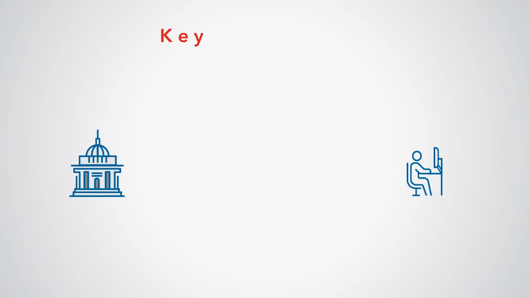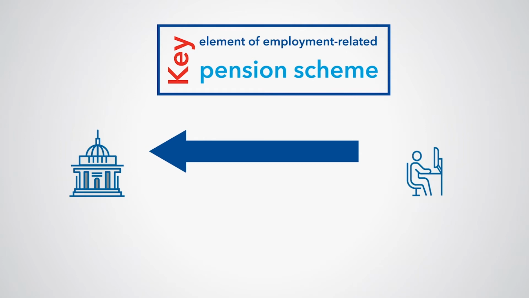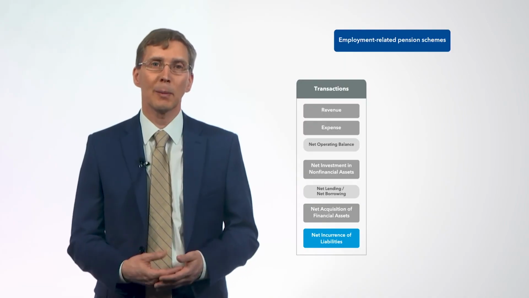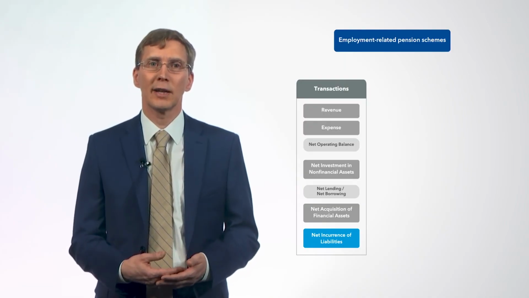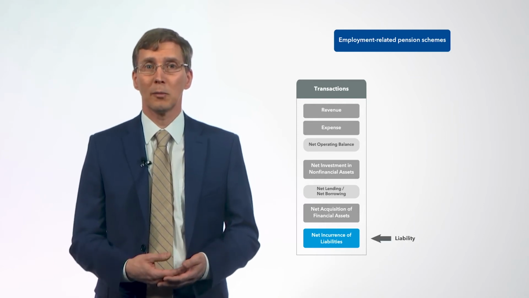Simply put, the key element of an employment-related pension scheme is that in every period the employee earns a claim on a pension benefit to be paid out to that employee or their family in the future. So part of an employee's compensation package is the employer's obligation to pay for this benefit in the future. If you think about it, this is not so different from other financial assets from the perspective of the employee, or liabilities from the perspective of the employer.